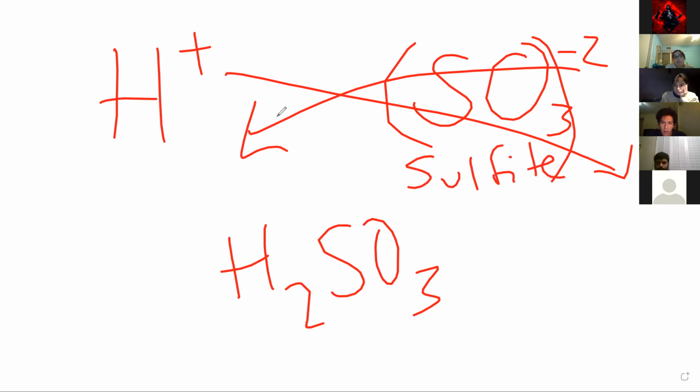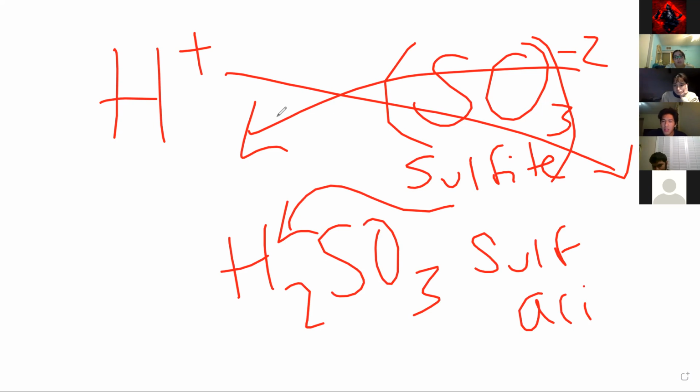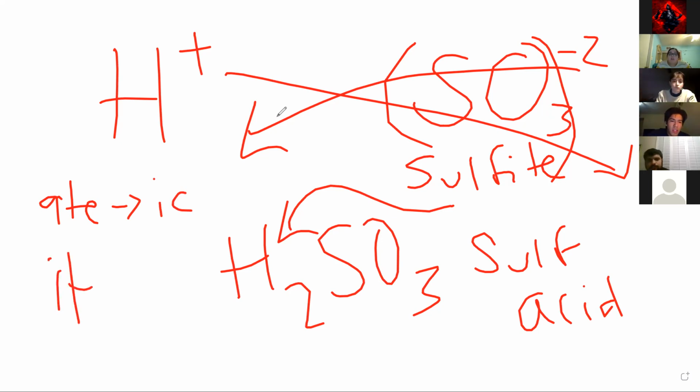So now you made it into an acid, so you know that it's going to be something acid. So just remember ate equals ic, so you can't call it sulfuric because it wasn't sulfuric. So how we said it was ite would equal ous. And this is just a rule that you also have to memorize. So it'd be sulfurous acid.